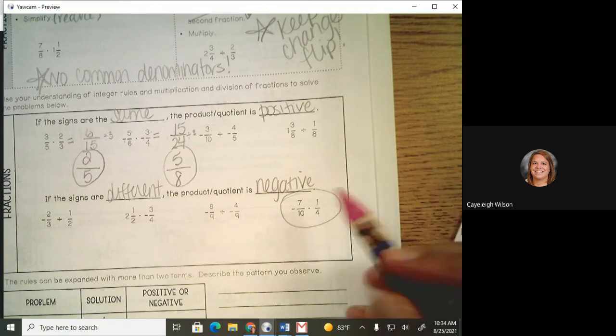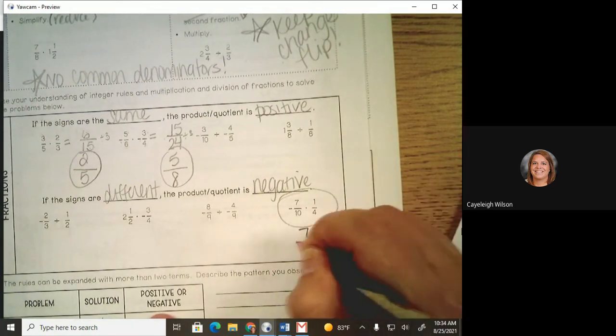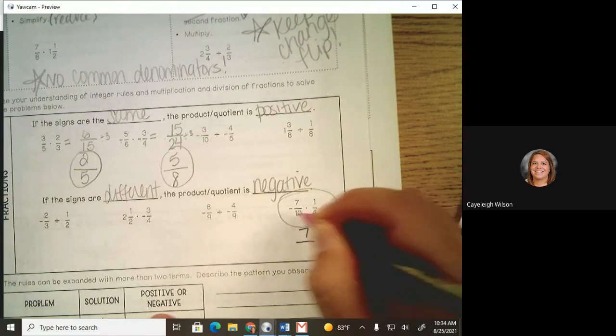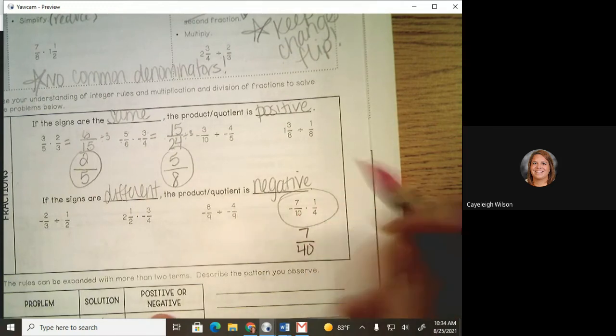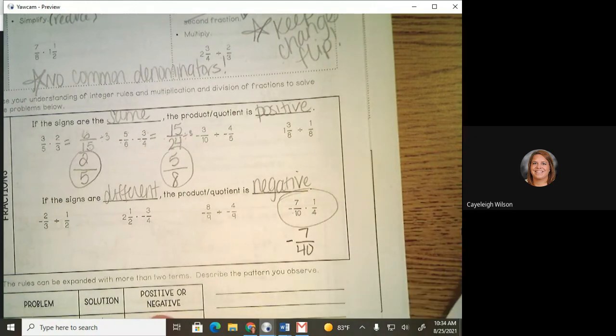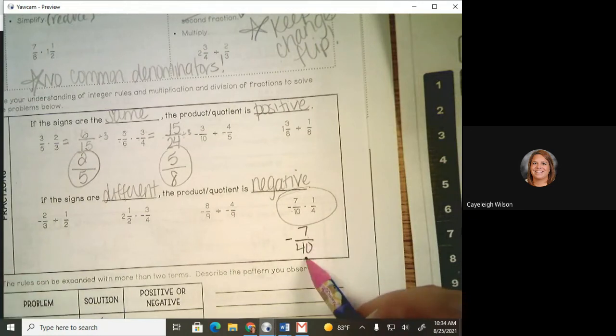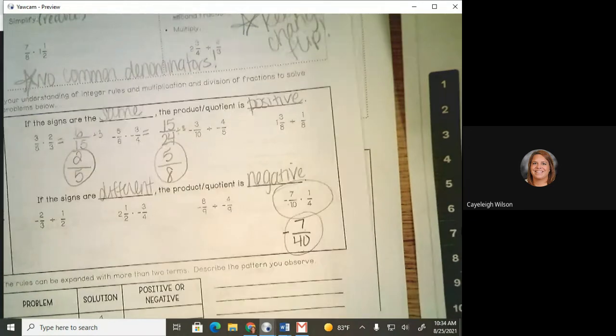Okay, so multiply straight across the top. So 7 times 1 is 7. Straight across the bottom, 10 times 4 is 40. A negative times a positive is a negative. And 7's a prime number. It only is divisible by 1 and 7, which 40 is not. So that's it. You can't reduce it.